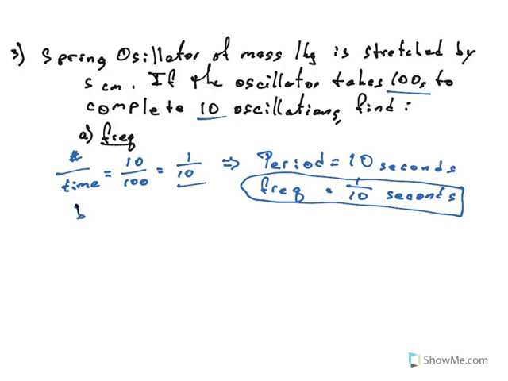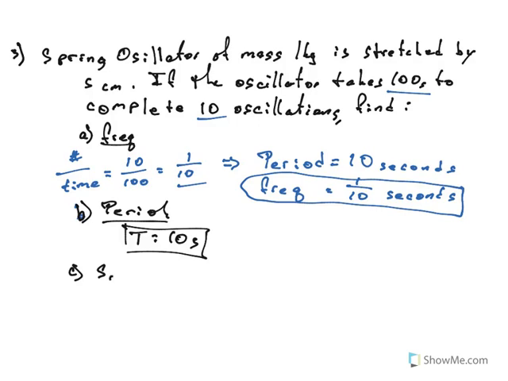Part B, we want to know what is the period. We just found that out at the same time. Period must be 10 seconds. All right. Part C, we want the spring constant.